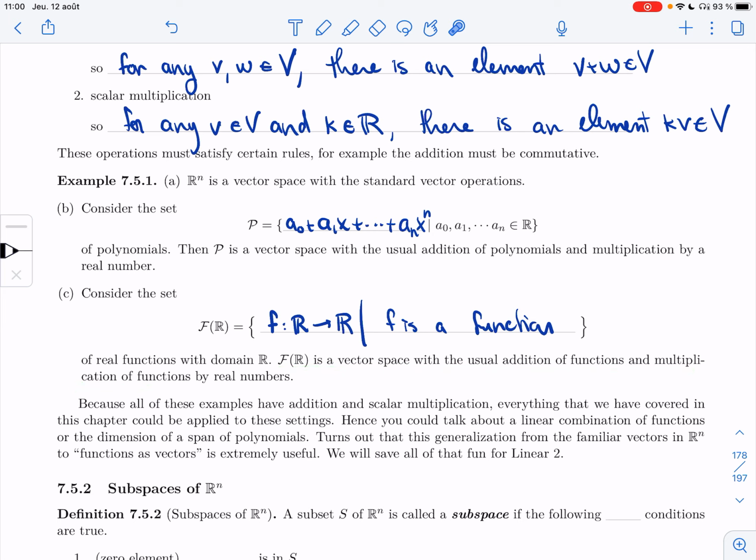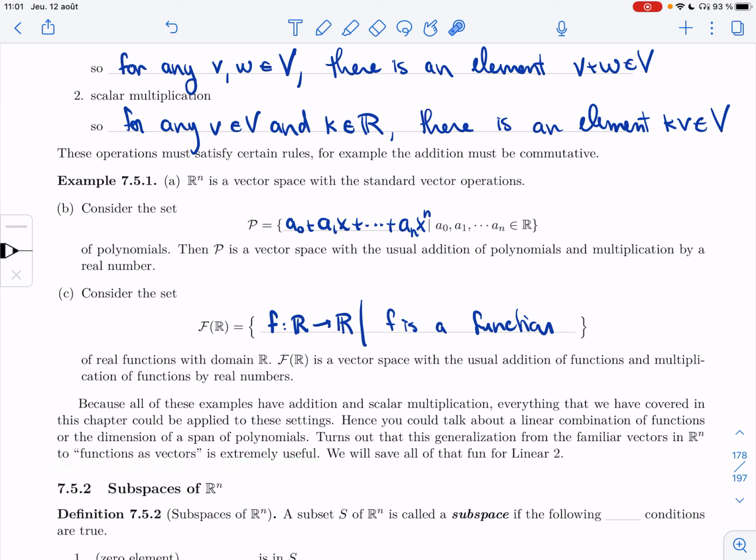All right, so because all of these examples have addition and scalar multiplication, everything that we've covered in this chapter could be applied to these settings. So you could talk about linear combinations of functions or the dimension of a span of polynomials. So this seems a bit artificial, but it turns out it's very useful. This generalization from the familiar vectors in Rn to functions as vectors is extremely useful. We will save all of that fun for Linear Two.